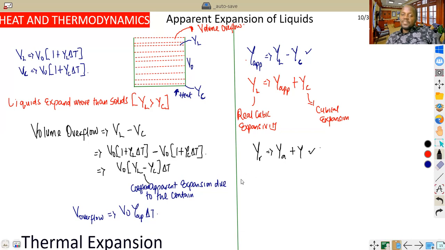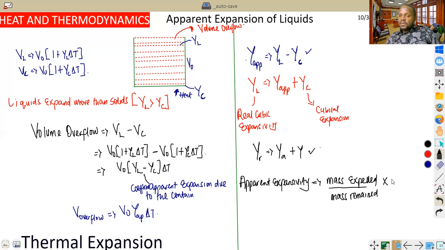In fact, from Hope's experiment, which I believe you have done in your junior classes, apparent expansion is given from the experiment as the mass expelled over the mass remained times the rise in temperature. In case of a question in the form of an experiment, this is the way you do that. So from Hope's experiment, apparent expansion, gamma A, is given as the mass expelled over the mass remained times the temperature rise. Mass expelled is the one that is given out. Mass remained is the one that is in the container. Then the rise in temperature is just theta 2 minus theta 1, or T2 minus T1. I hope my students get all these things, and this is the way you are expected to understand the concept of thermal expansivity.